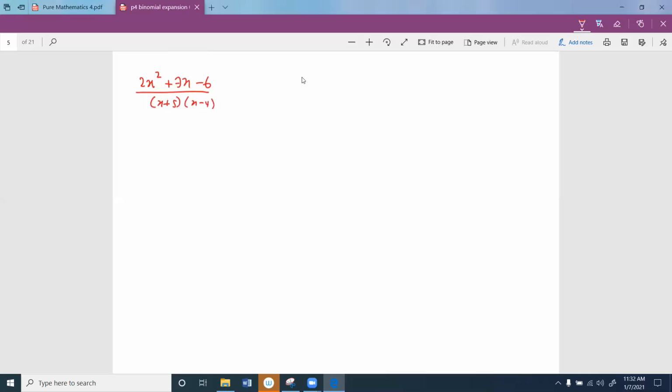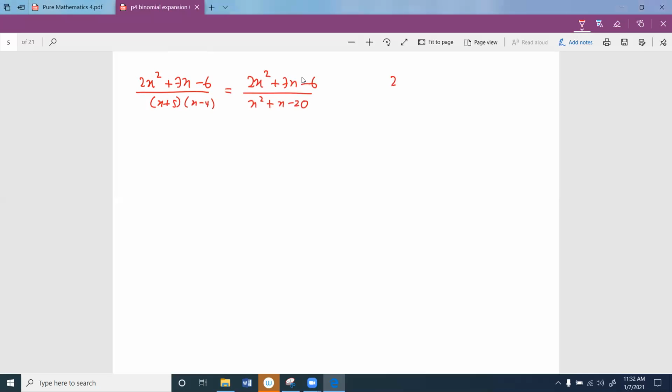So initially, if there is a fraction like this, if the power of the numerator is equal or greater than the power of the denominator, you have to use the long division before the partial fractions. They ask you to do the binomial expansion for this. 2x squared plus 7x minus 6 has to be divided by x squared plus x minus 20. Right, then you can use the long division.